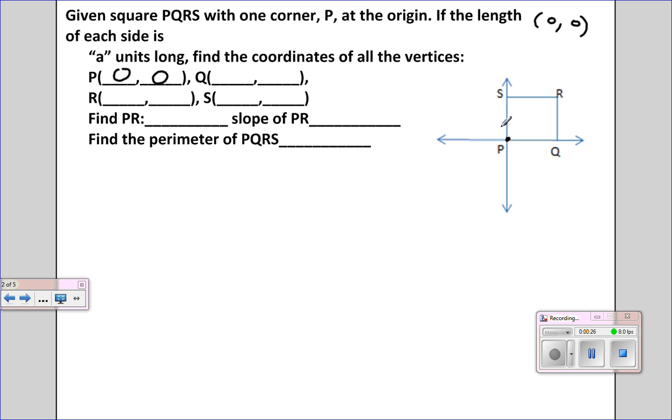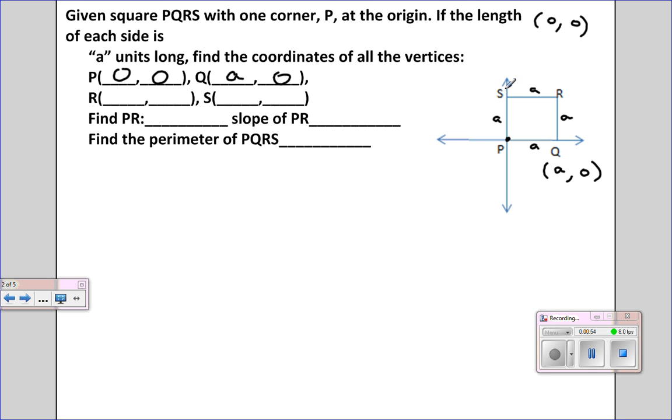So we know that each side is A long, so A, and A, right? Because it's a square, of course. Now, Q is still on the x-axis, which means that the y point for Q is going to be 0. Now, how far over do I go to get to Q? Well, I go A on the x. So A comma 0 is where Q is located. Yes, we are using letters here to symbolize how far we're going.